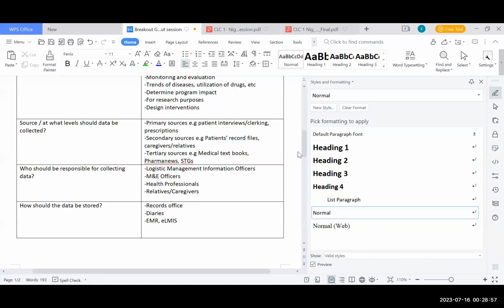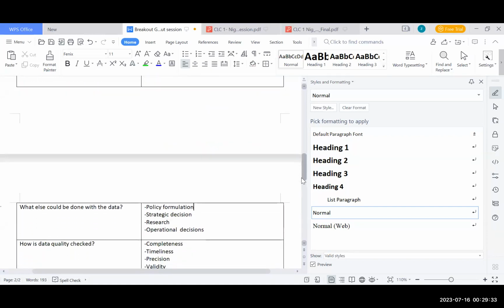For the storage of data, even though not written here, we've classified data storage practices into 2. One is the e-storage, and the other one is the hard copy storage. So for the e-storage, you have electronic medical records or electronic logistics management information systems. Then for the hard copies, we have the records files that are kept in the records department, in the hospitals, in the pharmacy, and so on and so forth. And you also have the diaries.